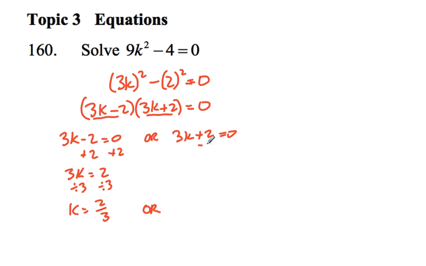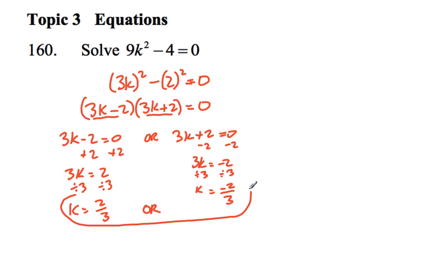Or, let's minus 2 both sides. 3k equals minus 2. Divide by 3, divide by 3. K equals minus 2/3. Okay, should have written that a little bit lower there, but there's our answers there, either 2/3 or minus 2/3 there. So we had to spot that we could factorize it using the difference of two squares, and then we're saying, okay, either the first bracket equals 0 or the second bracket equals 0, and solving each of them.